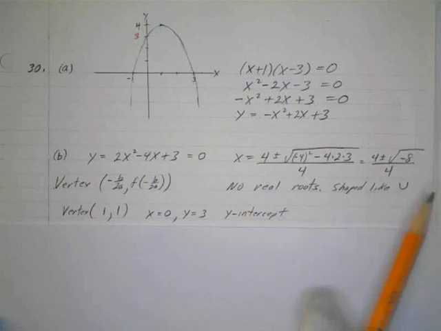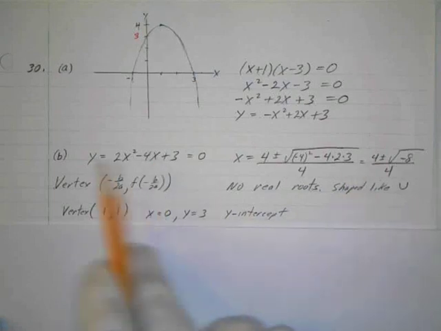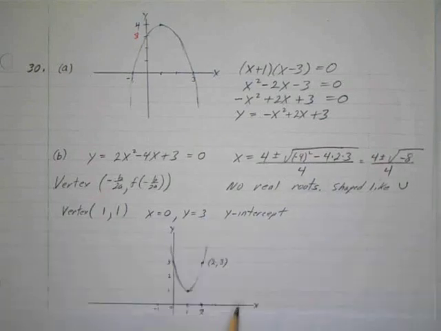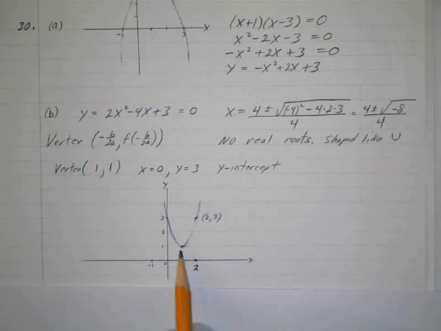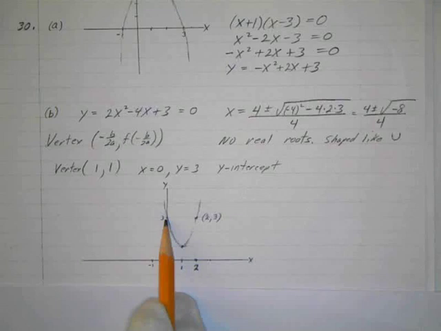Now I can also find the y-intercept. In other words, when x is 0, what's y? Well, that's easy to find. When x is 0, y is 3. So I know it looks something like this. Here's my vertex at 1, 1. It's shaped like a U, and it goes through the point 0, 3.